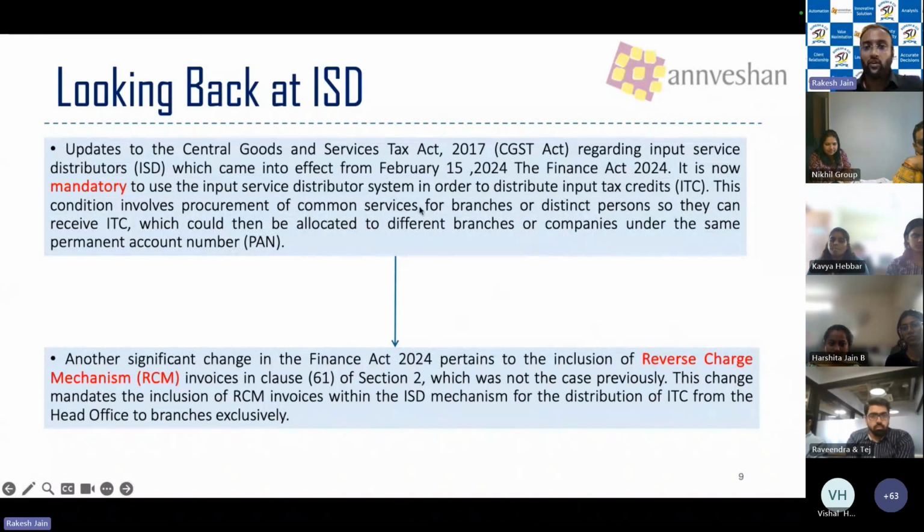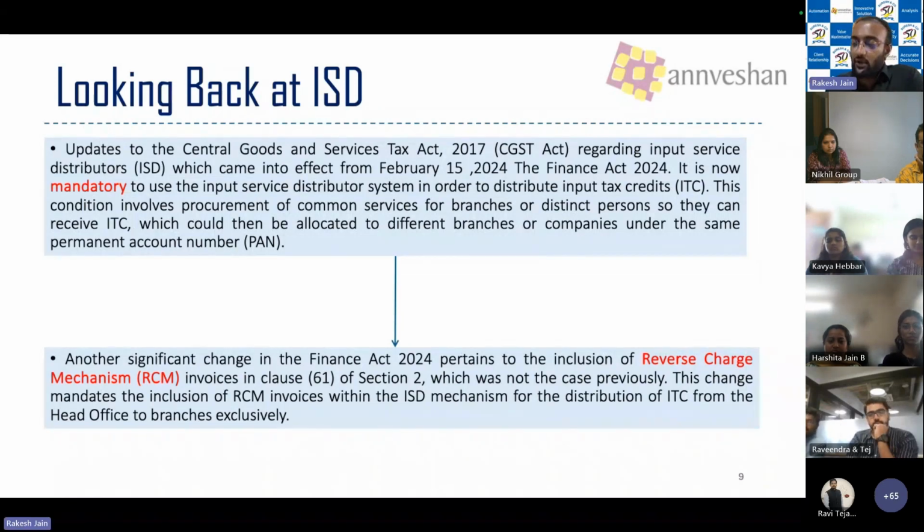Now, from 15th February 2024, the ISD mechanism has become mandatory, and the definition change has taken place from 15 February, which I'll be showing to you in my further slides. Now, one important amendment which they have brought in as part of the definition is that they have included reverse charge mechanism invoices.